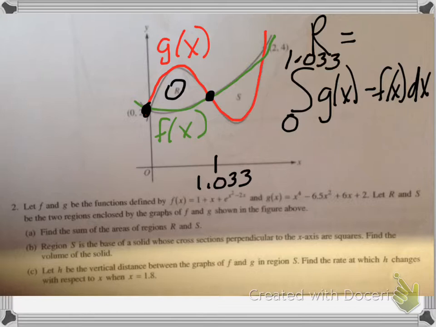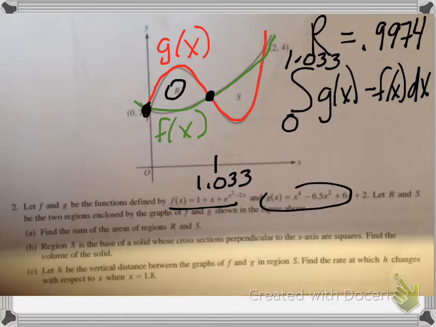Obviously for g of x you're going to be putting this, and for f of x you're going to be putting this. Put that all into your calculator and you will get 0.99743. Going off the page. Okay, so that is the area of R.